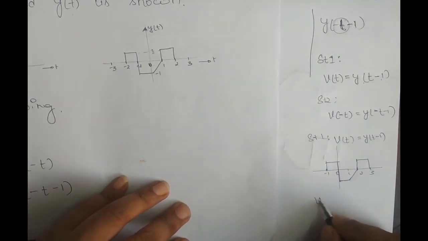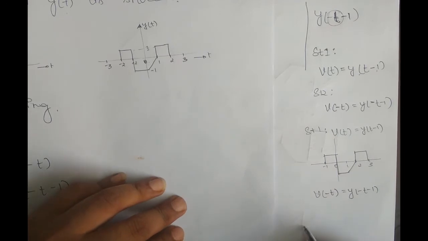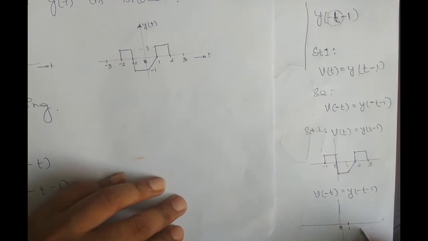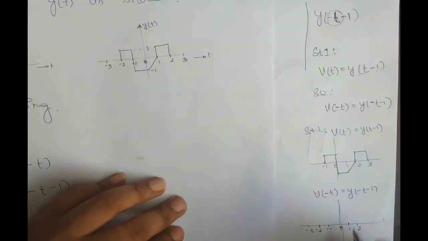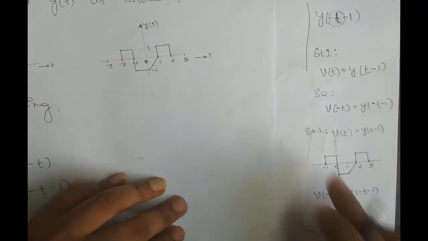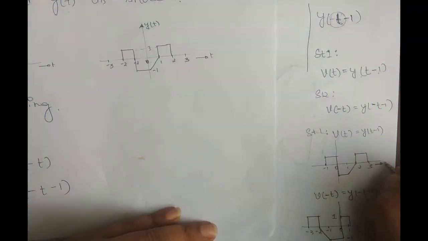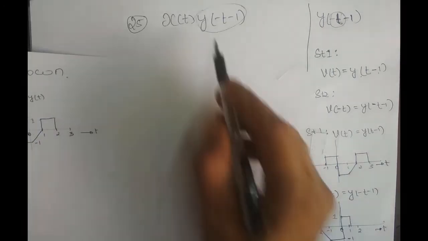Now what I need to do is take the reflection of v of t, which is v of minus t, which is equal to y of minus t minus 1. So what does the reflection look like on this signal? So this is 0, 1, 2, this is minus 1, minus 2, minus 3. This amplitude goes here, this amplitude goes here, right? Amplitude on the positive side went to negative, negative side went to positive. This is t and this is t. So this is y of minus t minus 1.